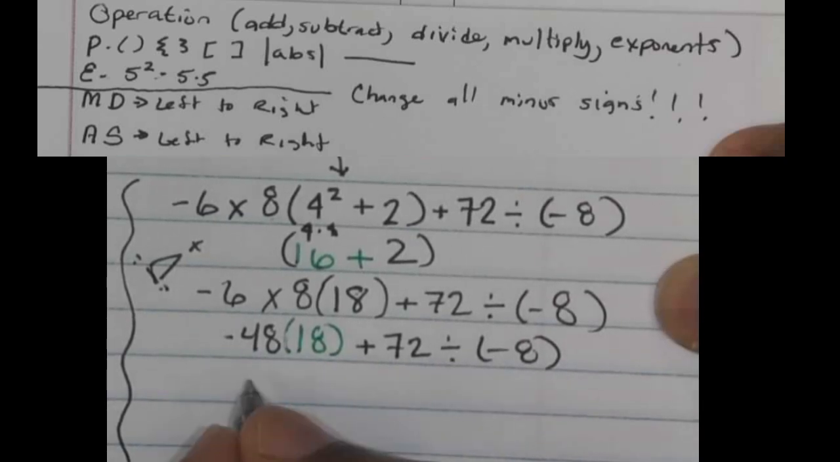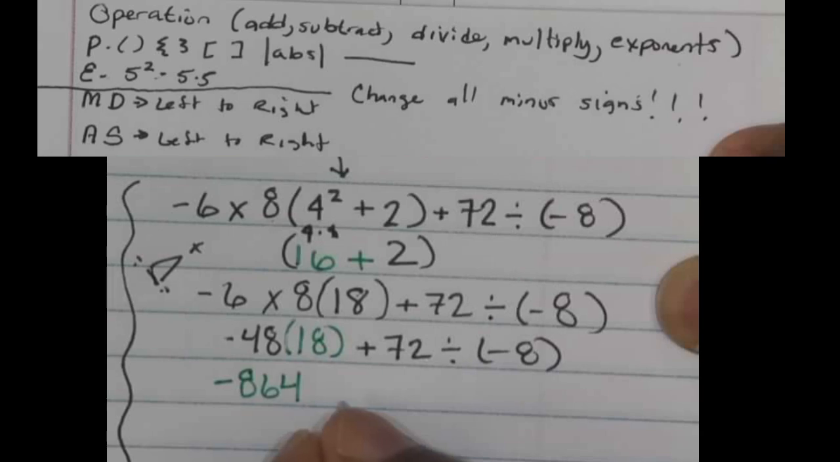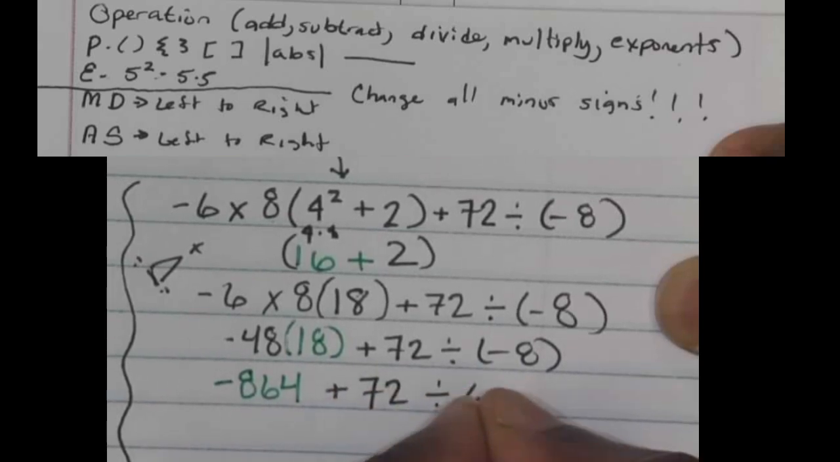What we got? Nobody know yet? Put it in the calculator. You got it out. What you say? I ain't hear. What is it? 864. Whoa. You know this ain't going to be on the test. 864. All right. Negative, I think. Yep, it is. Plus 72 divided by -8.